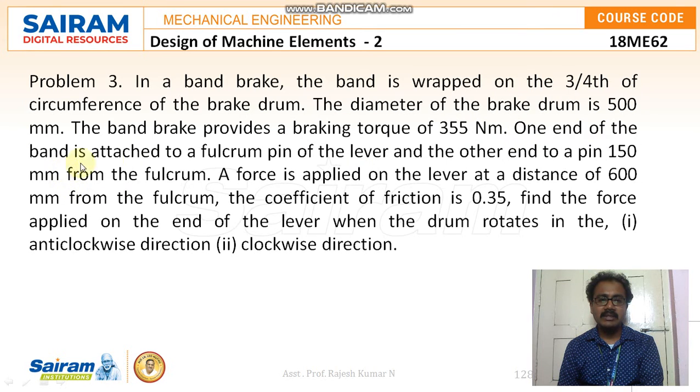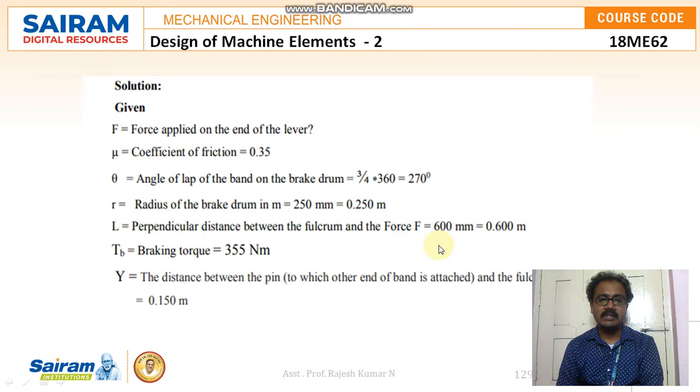One end of the band is attached to a fulcrum pin of the lever and the other end to a pin 150 mm from the fulcrum. A force is applied on the lever at a distance of 600 mm from the fulcrum. The coefficient of friction is 0.35. Find the force applied on the end of the lever when the drum rotates in the anti-clockwise direction and in the clockwise direction. So write down the given data.